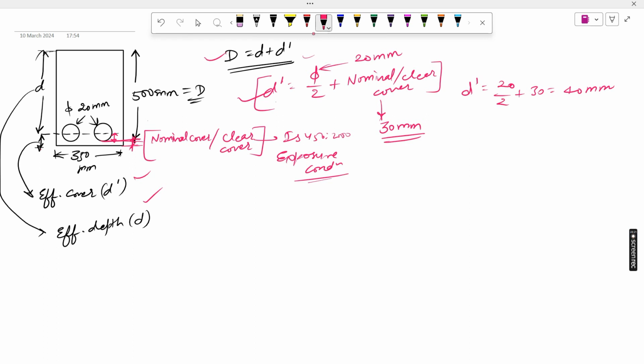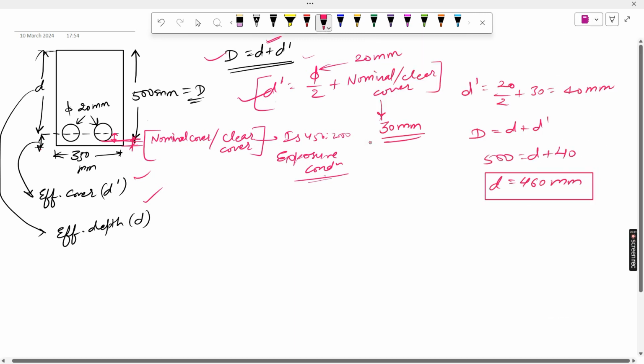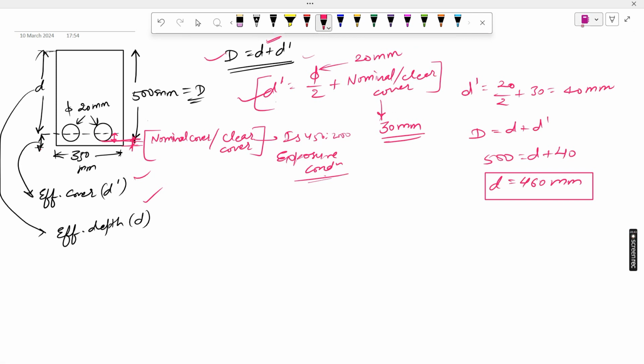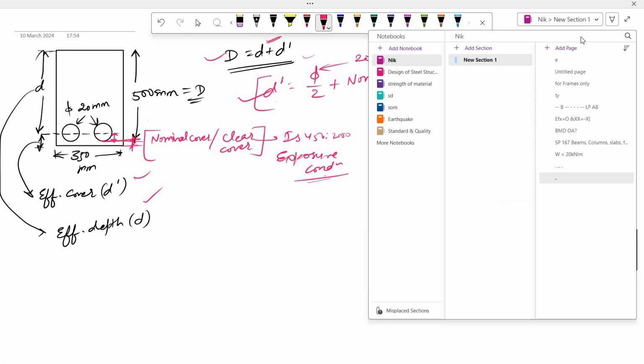So you can get the effective depth also, because capital D is equal to d plus d dash, and capital D is what? 500 mm, that we know. Small d we have to calculate, and d dash we can get by this 40. So d is 460 mm. So this is your effective depth of this beam. That's a very fundamental part for the cross section of the beam, so that you should know how we have to define all these things for the beam section.